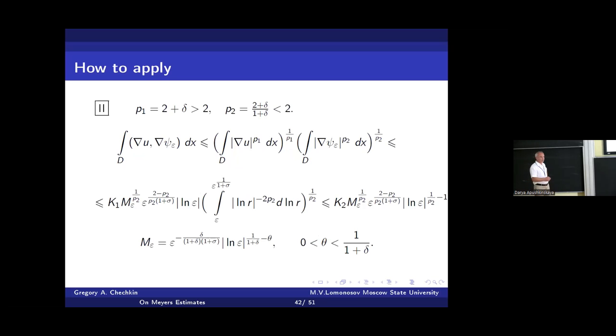And if I use the Meyers estimates here, you see that I can consider P1, which is greater than 2, 2 plus delta here, and P2, which is less than 2. Then doing it in the same way, we obtain here a logarithm plus the multiplier epsilon to the power. So I can consider either the number which is logarithmic to the power, or I can consider M which is epsilon to the power, then I have this logarithmic rate, or both, like here. So you see that it is possible to obtain a much more precise estimate.